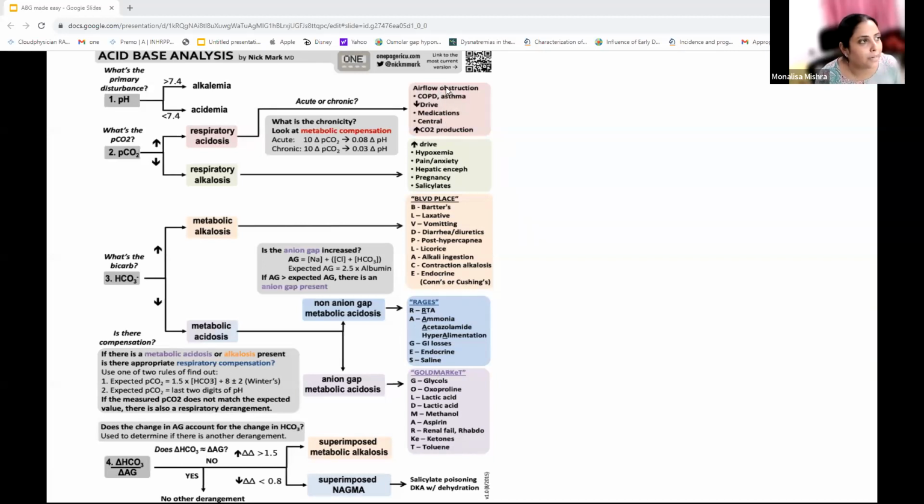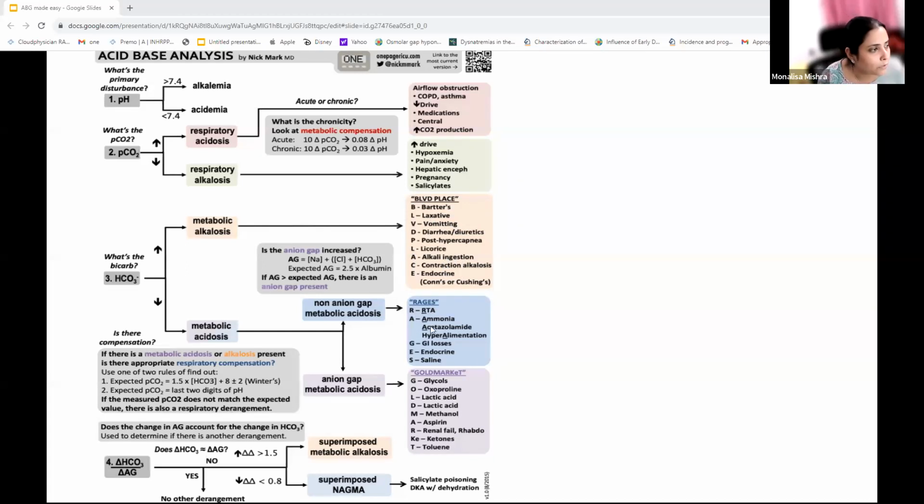The causes of respiratory acidosis: COPD, asthma, increase in CO2 production, central causes. Or there is a respiratory alkalosis, in which there is pain, anxiety, hepatic encephalopathy, pregnancy, salicylate poisoning. These are the causes of your metabolic alkalosis: laxatives, vomiting, diarrhea, all these things.